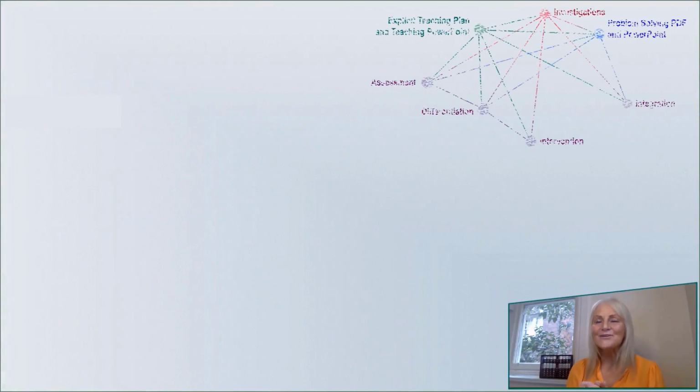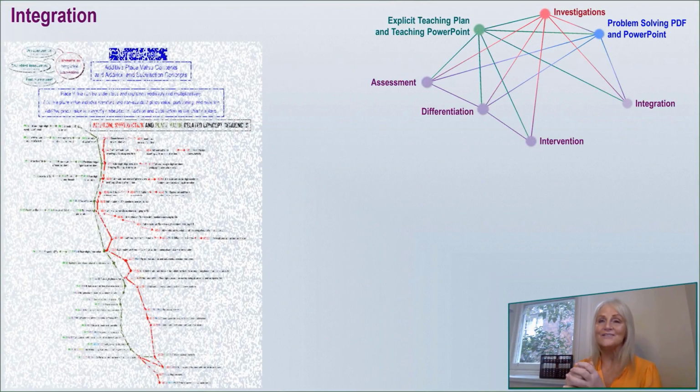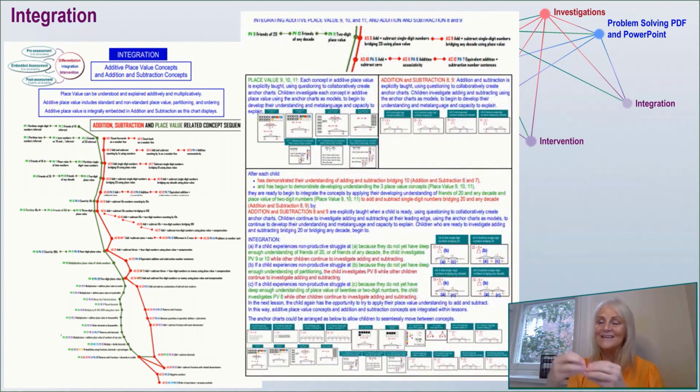And the final part of this bundle that I'm really excited about, we're really working hard on this right now, is integration. So this example shows how addition and subtraction and place value are integrated. It then goes on to show you how you can integrate these concepts. So for example, I've started to investigate explaining numbers using place value. Now I'm going to be applying that understanding to adding and subtracting.